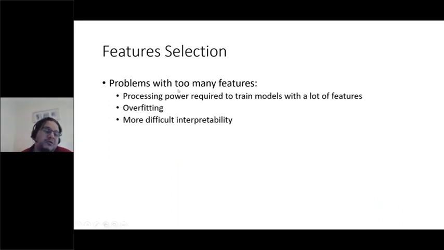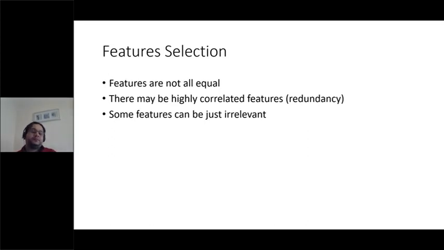So the simpler the model, the better. So what happens when we just said that the processing power required to train models with a lot of features, overfitting, and more difficult interpretability. Of course, when you have a lot of features, it's more difficult to interpret the results in human words, especially when you need to communicate your results to some audience. A model with a smaller number of features will be easier to interpret than those with a higher number of features. Okay, guys? So these are the problems why we use feature selection.